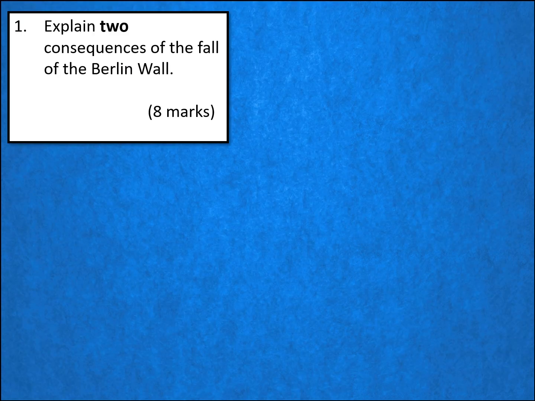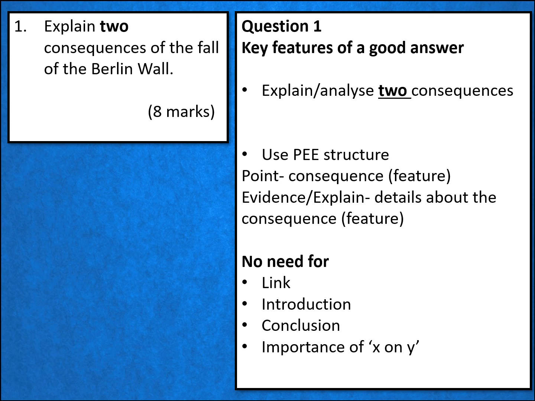So let's return to our question. Here are some features of a good answer. We're going to need to explain and analyse any two consequences, and remember our answer booklet is going to lead us towards doing that. We're going to use our usual P structure. We're going to use a big point sentence first of all, and then we're going to develop that with 2 or 3 sentences of evidence and explain.